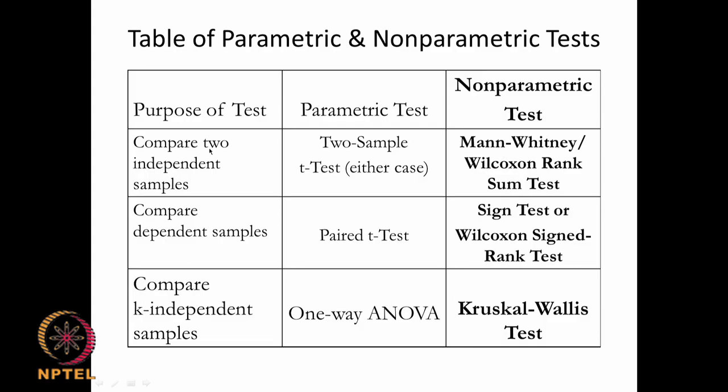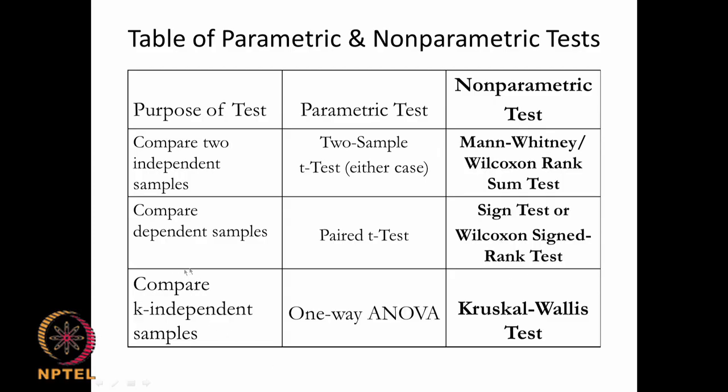Suppose I am comparing two independent samples, generally we talked quite a lot about the two sample t test. For non-parametric we use something called the Mann-Whitney or Wilcoxon rank sum test. If you are comparing dependent samples, that means the paired t test, where you use the same subjects for giving the placebo as well as the drug, or drug A and drug B, then the corresponding non-parametric test is the sign test or Wilcoxon signed rank test.